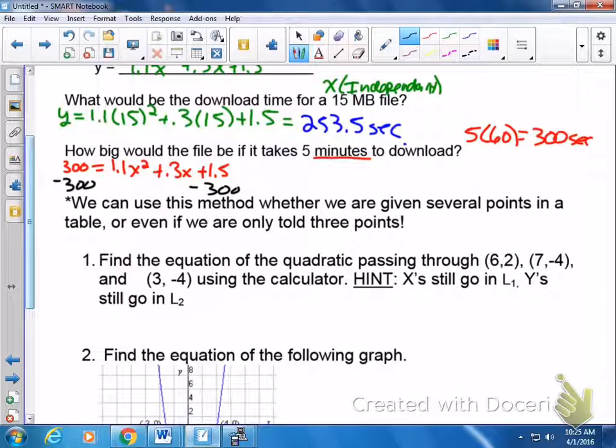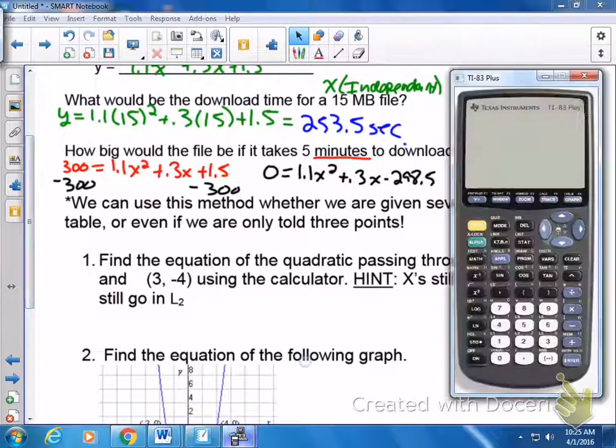So I'm going to subtract 300 from both sides, and that leaves me with 0 equals, well, I can't subtract 300 from anything with x, so 1.1x squared plus 0.3x. Now I need 1.5 minus 300, and I got minus 298.5. Now, we're going to use the calculator to solve this, okay?